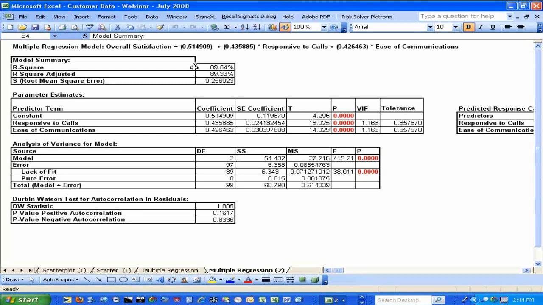So you can validate by internally benchmarking and then developing best practices for your solutions. Best practices can be benchmarked internally as well as externally. So in this case, our survey data validates the two important X factors, responsive to calls and ease of communications.